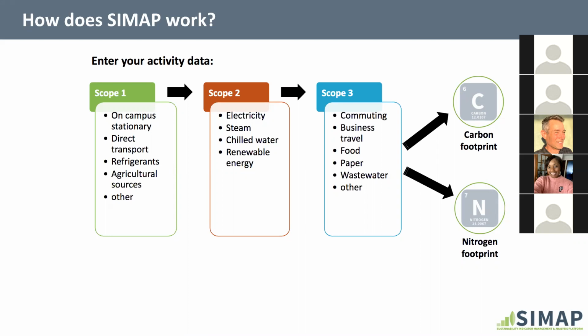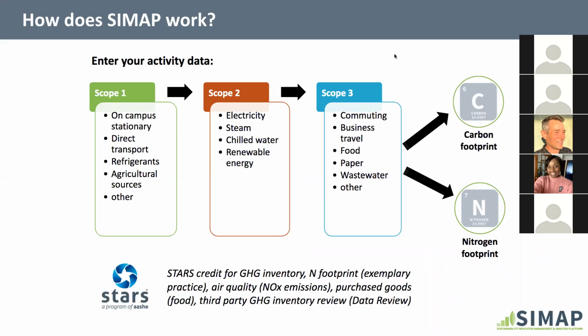And once nitrogen gets into the environment, it contributes to a cascade of negative impacts to human and environmental health, including some local impacts like air quality and water quality and biodiversity loss, as well as global impacts. So looking at these two together really gives you a broader picture of your campus sustainability.